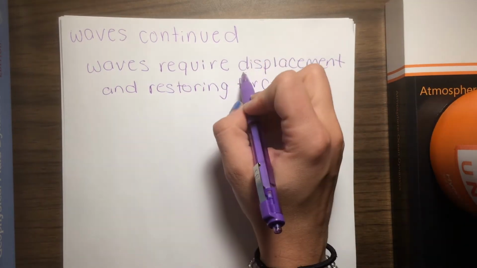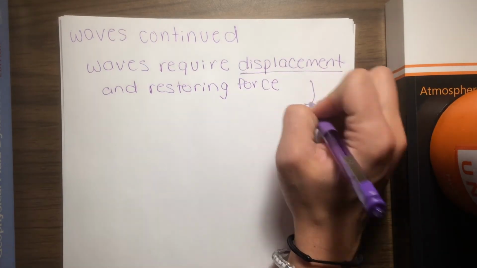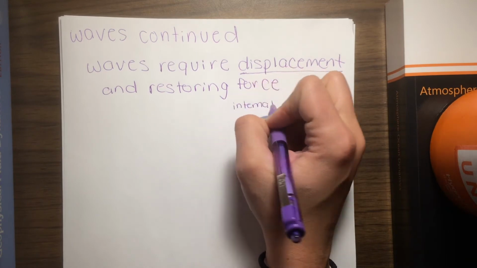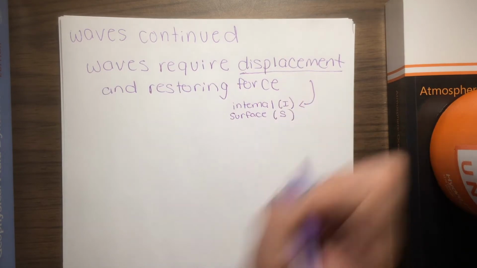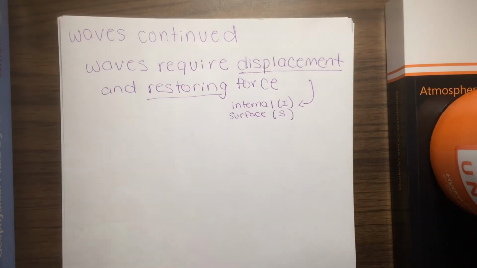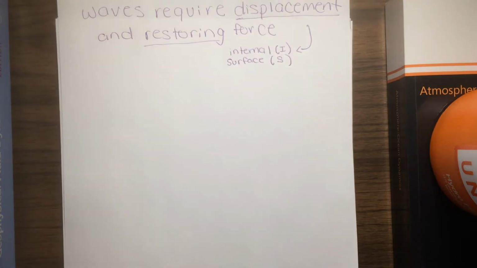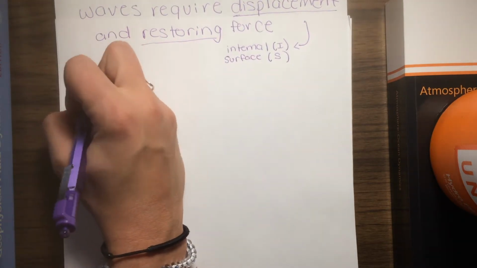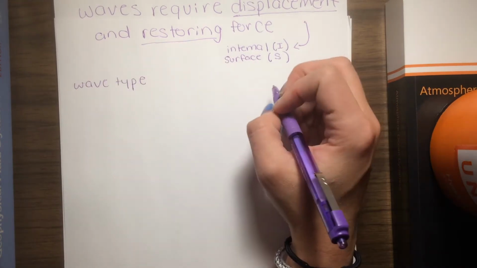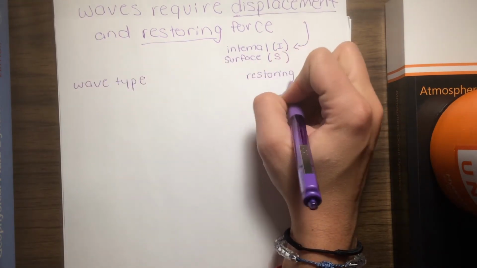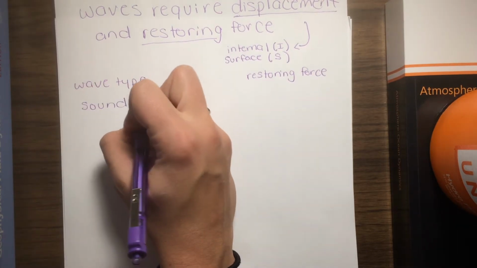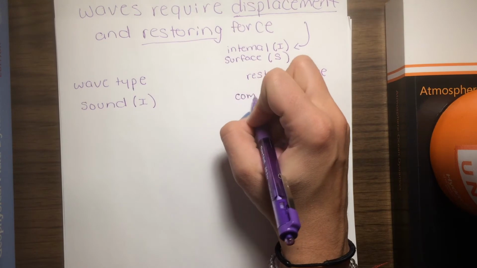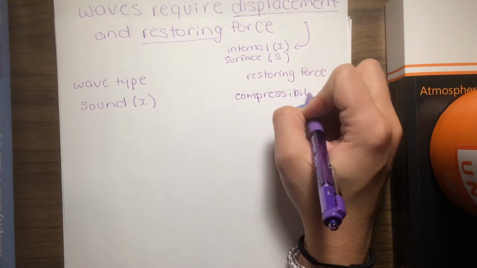For this course, we classify displacement forces as either internal or surface. A restoring force is dependent on the medium waves are traveling through and also the type of wave. Some common waves found in the ocean are listed out with their disturbing forces, either I or S, internal or surface, along with their restoring force. So sound waves are longitudinal waves. They're disturbed internally and they are restored by compressibility.